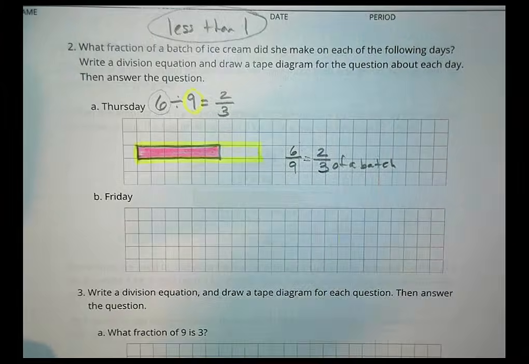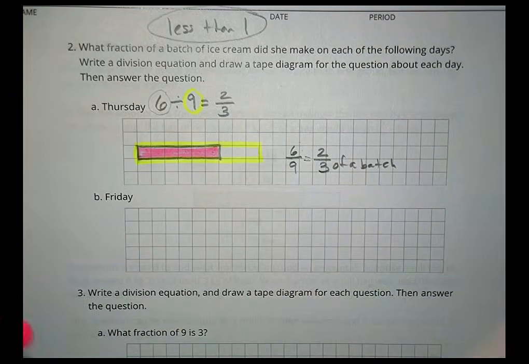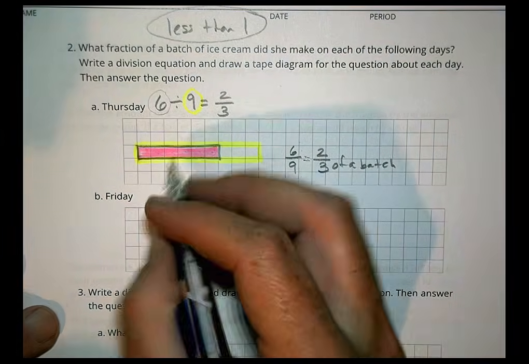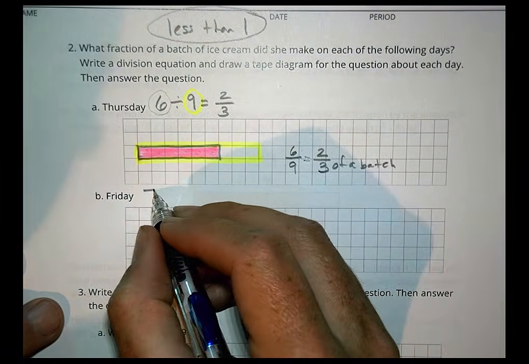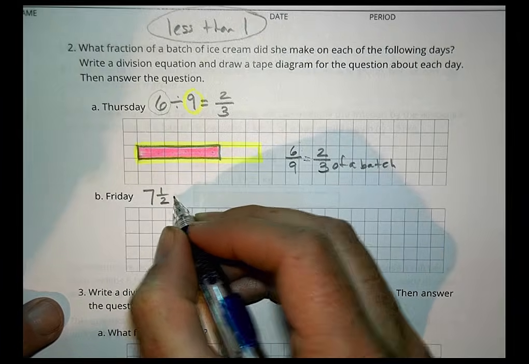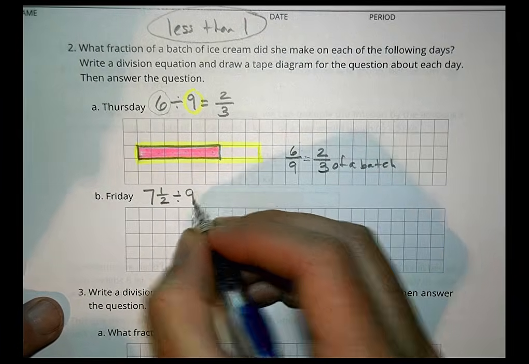And that's the idea for that one. Okay, that's our whole. We only made 2/3 of it. And that one works out pretty well because it's nice whole numbers and we can draw that one like so. When we get to Friday though, Friday's a little bit, I'll just say uglier, okay? Because we have 7.5 divided by 9 is going to equal something.